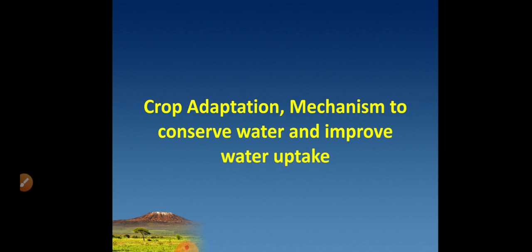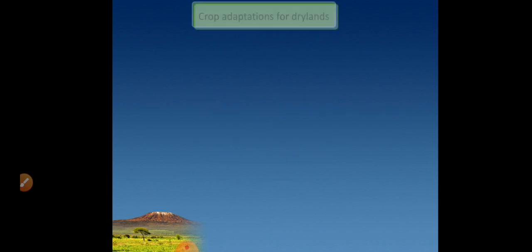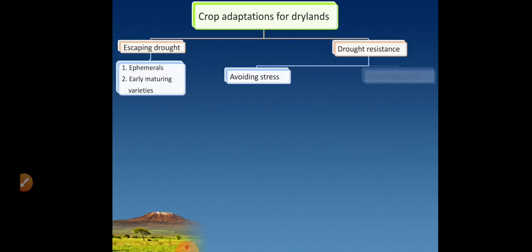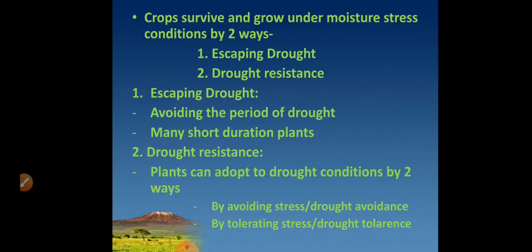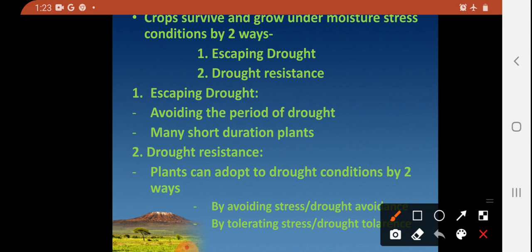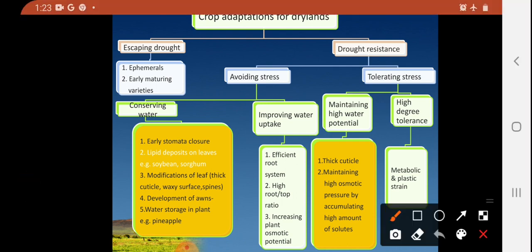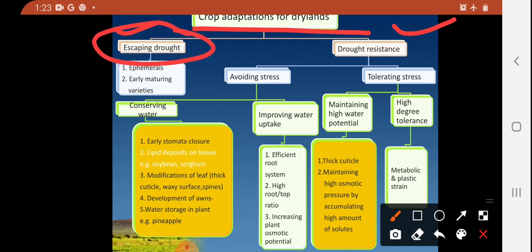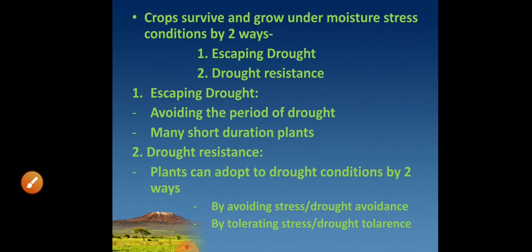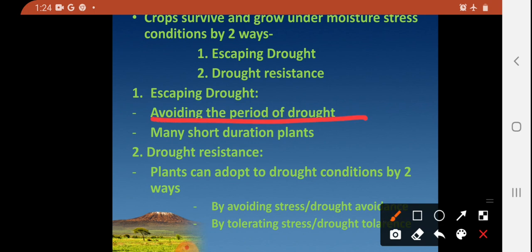Crops can survive and grow under moisture stress condition just by two ways. Which are the different ways? Here you can see. So a crop can survive by escaping the drought situation or by resisting the drought situation. On this slide, crop adaptations for dryland agriculture are mainly divided into two parts. Few crops can escape the drought situation and few crops can resist it. This drought escaping means just avoiding the period of drought situation.